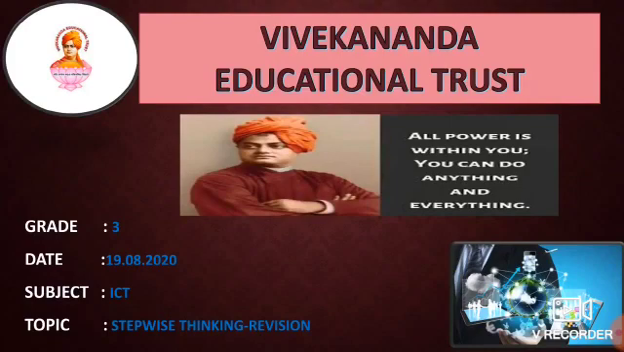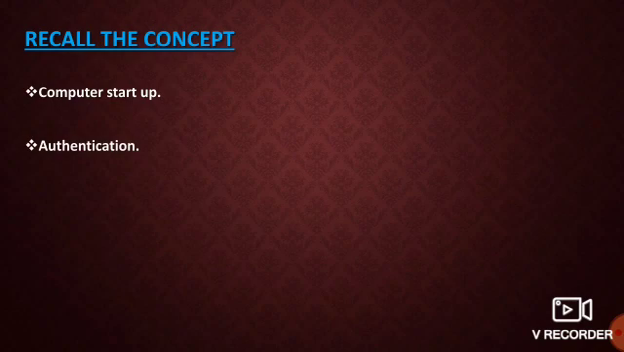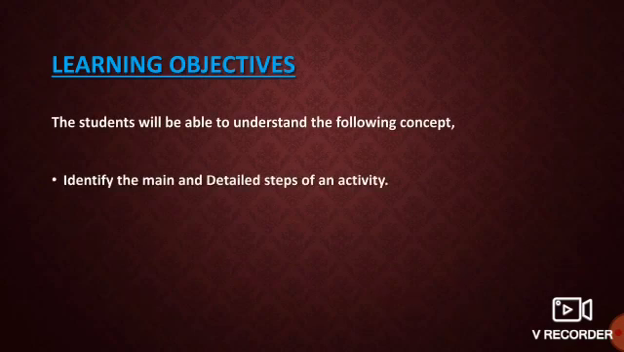Children, so far we have revised the level 2 lessons. Today we are going to see stepwise thinking, which is also revision. Next we have our units. Last class we revised how to start up a computer, authentication which includes login and logout, and how to shut down your computer. I hope you all understand that concept. So today we are going to learn how to identify main and detailed steps of an activity.